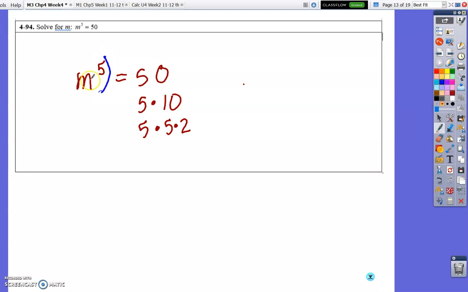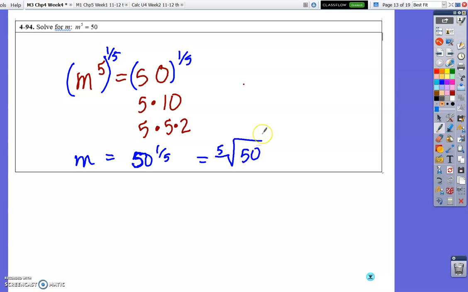So to make this have an exponent of 1, I'm going to multiply both sides to the 1/5 power. So I have m equals 50 to the 1/5 power, which I could type into a calculator. Make sure that's a 50 and not an S. Or I could say the 5th root of 50. And again, the only way to answer this is with a calculator, but I can leave it like this, and this is a perfectly fine answer.